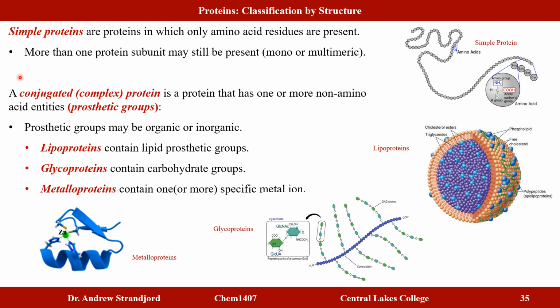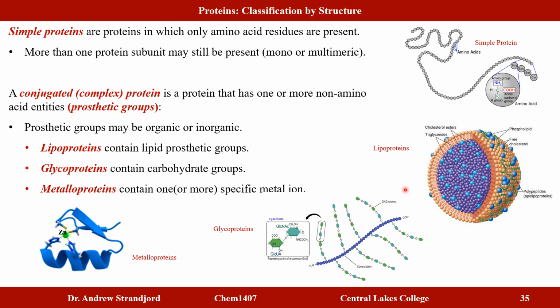A second class based on structure are the conjugated or complex proteins. That is a protein that has one or more non-amino acid entity attached to it. We call these non-amino acid entities prosthetic groups. These prosthetic groups may either be organic molecules or inorganic molecules. If that prosthetic group, which is attached to my protein, is a lipid, we call it a lipoprotein.